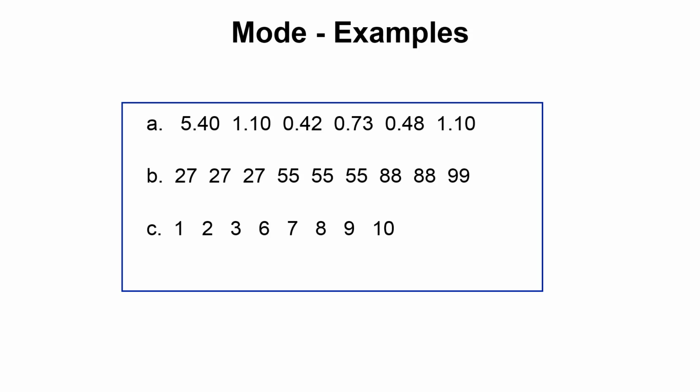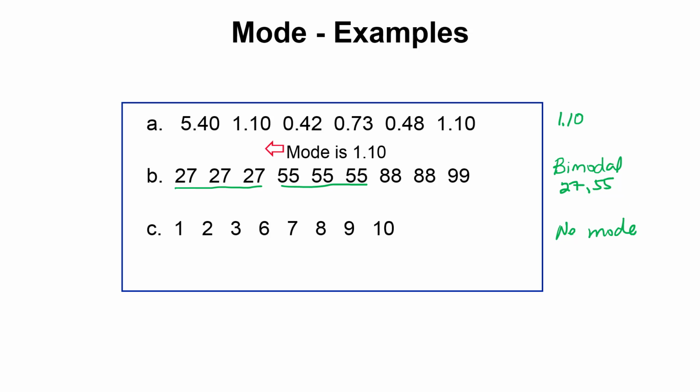How about set A? 1.10. Good, 1.10 is the mode in set A. Okay, B. 27 and 55 each occur 3 times. That's the most that any data value occurs. When it's 2, we call it bimodal. And the answer is 27 and 55. And how about the last one? No mode. Good.